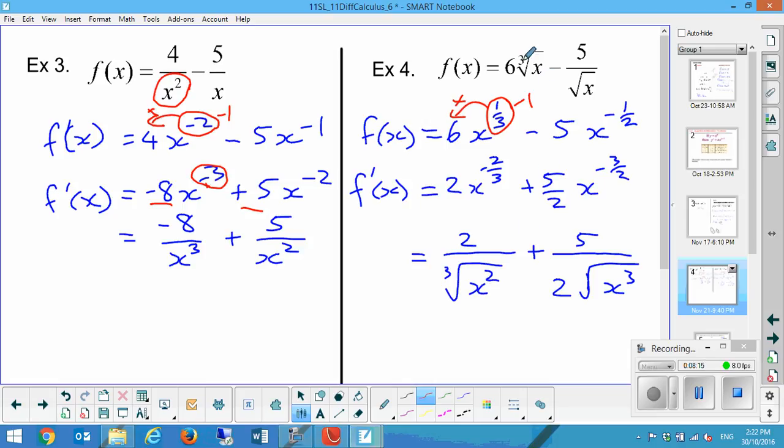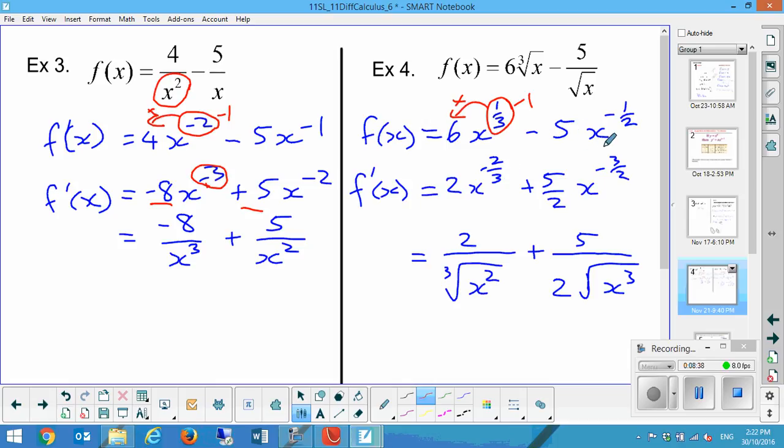Same story here, cube roots and square roots. Remember, as an exponent, they're 1/3 and a half for a square root. So this is 6 times x to the 1/3. Multiply it down, so 6 times a third is 2. Subtract 1, I told you we had to be good at fractions. So 1/3 minus 1 is minus 2/3.